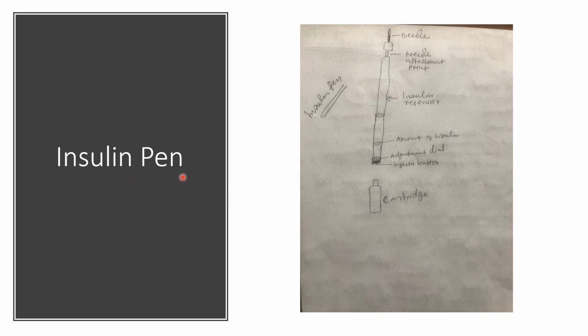Now, this is the insulin pen. I've decided to use my hand to draw this because of copyright issues. My sketch is not that fanciful, but it's going to convey the information. This is the cartridge filled with insulin. This is the insulin pen. You can see the needle attachment point, then insulin reservoir right here. You can adjust the amount of insulin you want to give here. This is the adjust dial. Then you press this injection button to deliver.